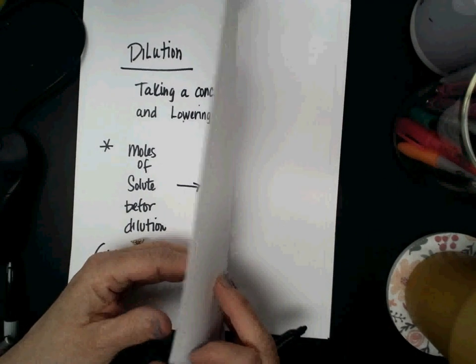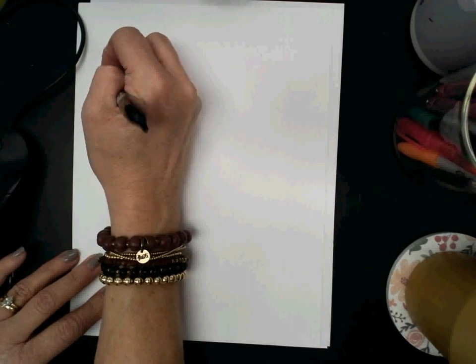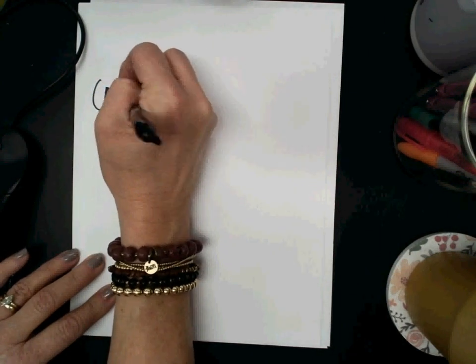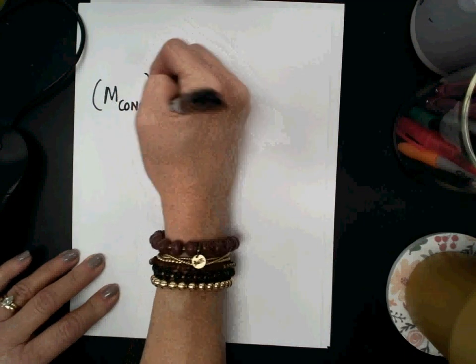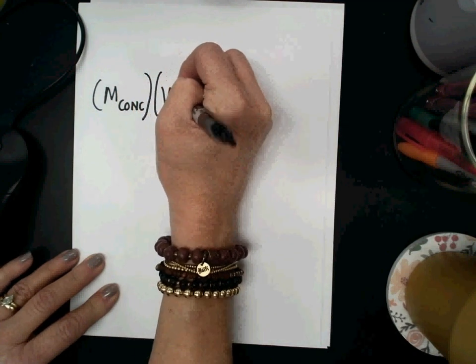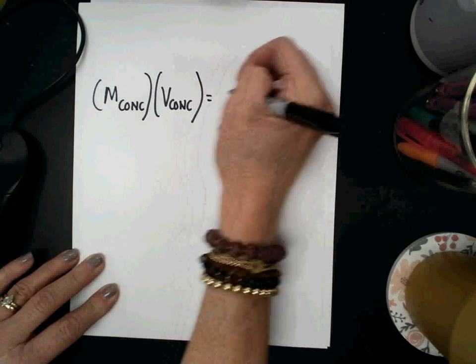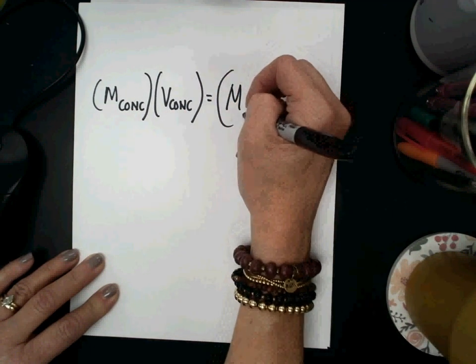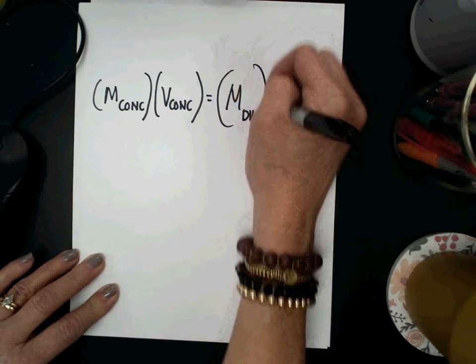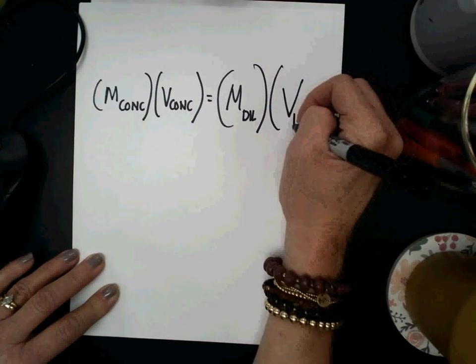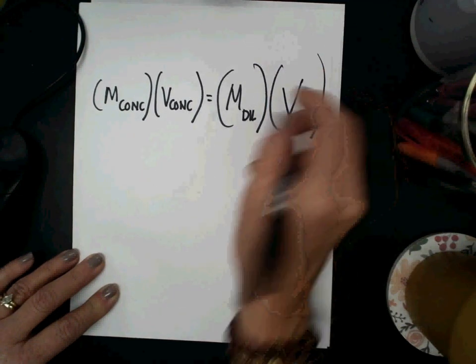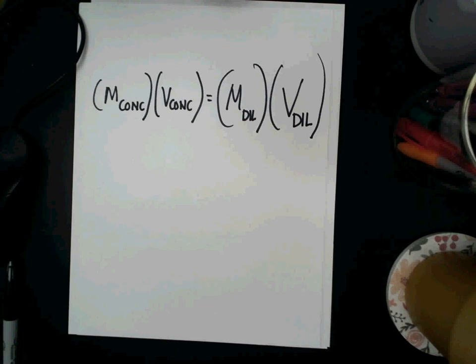The molarity of the concentrated times the volume of the concentrated is equal to the molarity of the dilute solution times the volume of the dilute solution. So molarity and volume in each case.